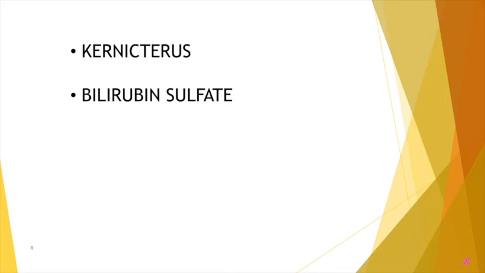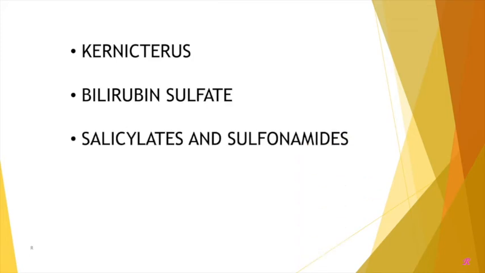Salicylates and sulfonamides will compete with bilirubin for albumin binding. That is, they won't allow the bilirubin to bind with the albumin. Thus, it facilitates the bilirubin to enter into the brain in neonates and increases the risk of kernicterus. That is the jaundice of the brain. It will not allow the bilirubin to combine with albumin, and thus bilirubin can easily enter into the brain of the neonates. This is how kernicterus forms.